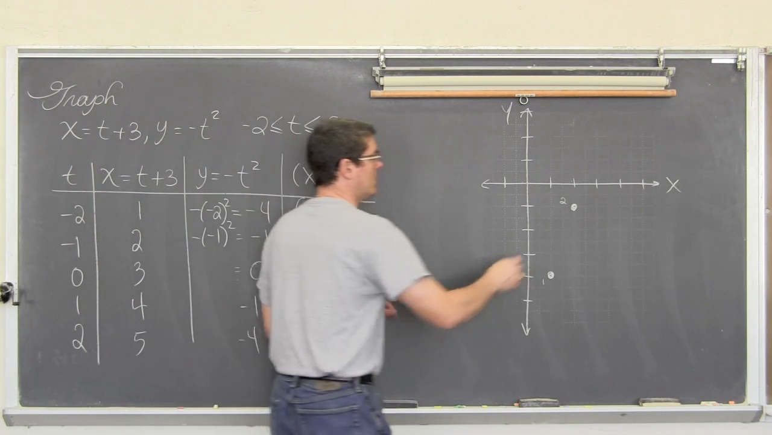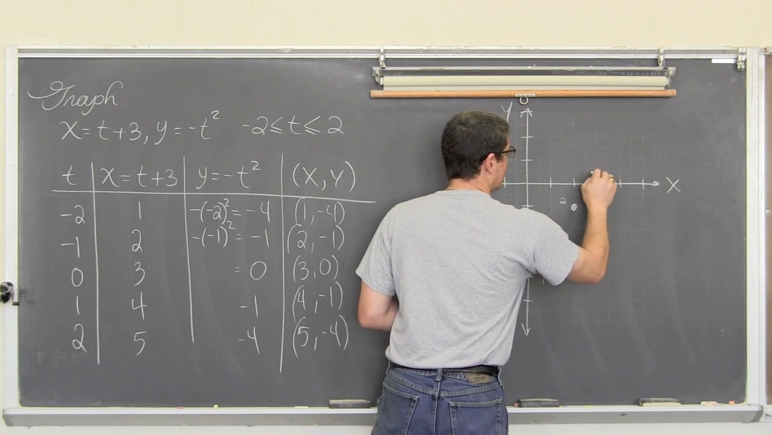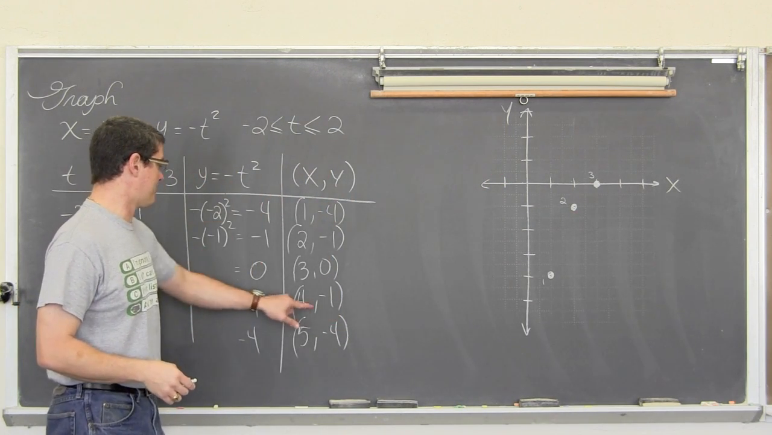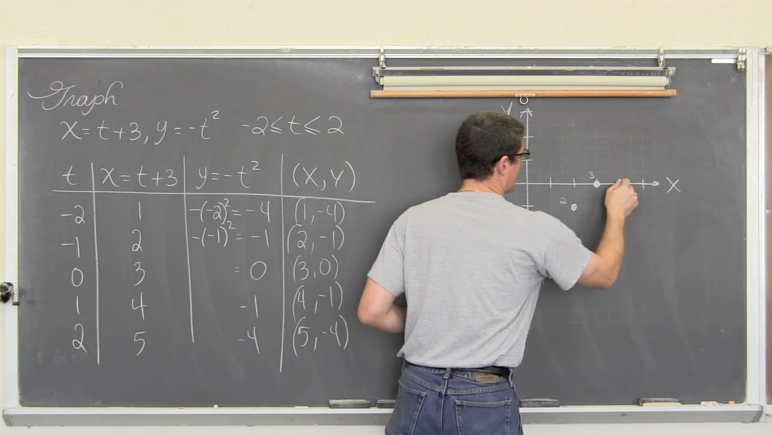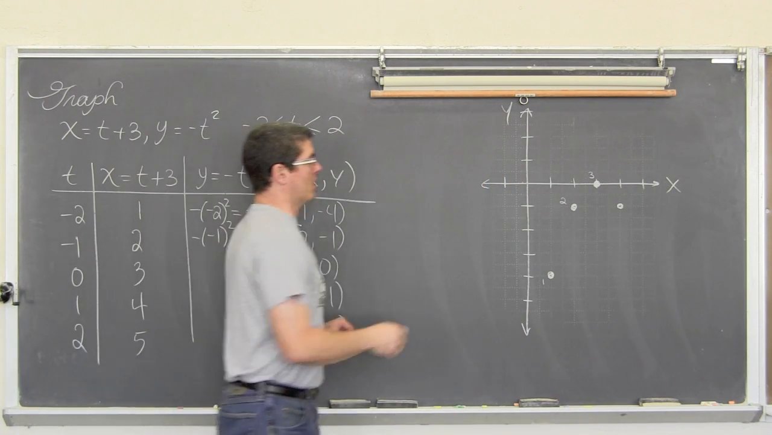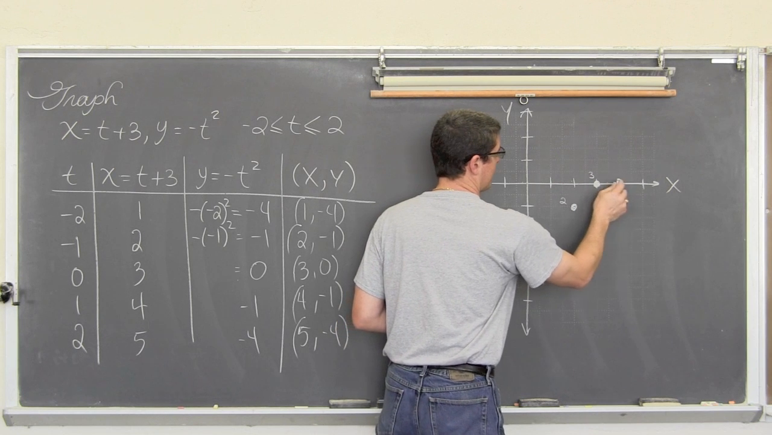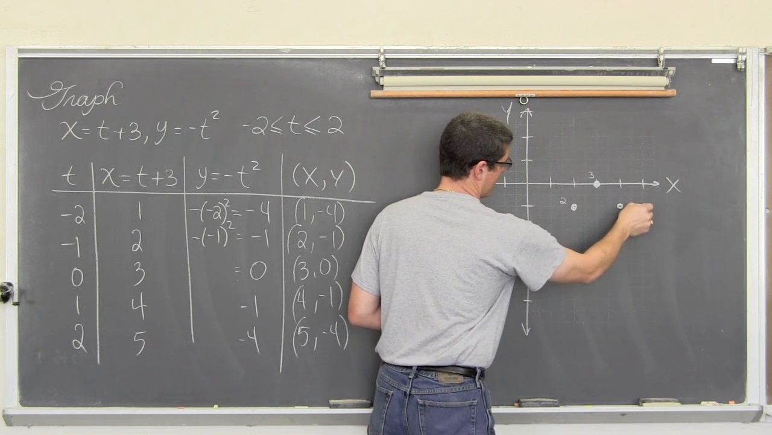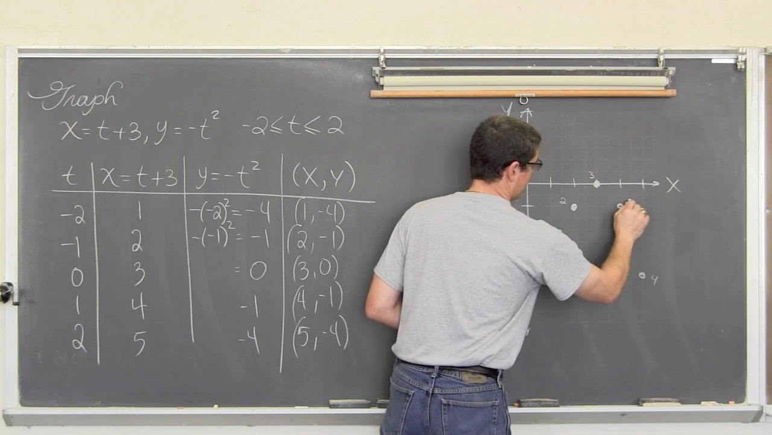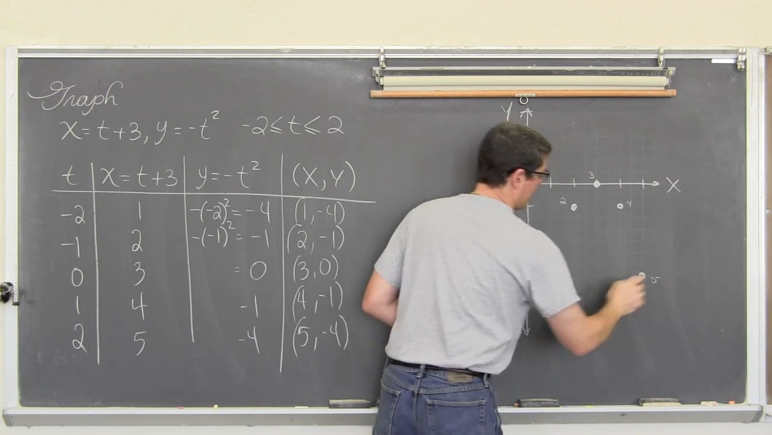We have 3, 0. Not required, but I'm going to, just for my own personal notes, add a little 3 in there. My fourth point is going to be 4, negative 1, so over 4 and down 1. And then finally, 5, negative 4. So over 5, 1, 2, 3, 4, 5, and down 4. 1, 2, 3, 4. And that was my fifth point.